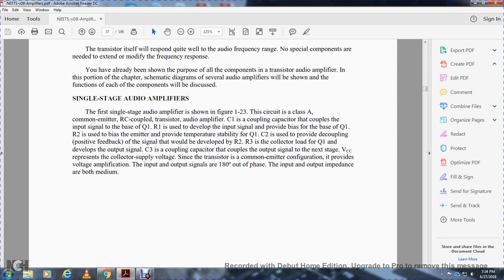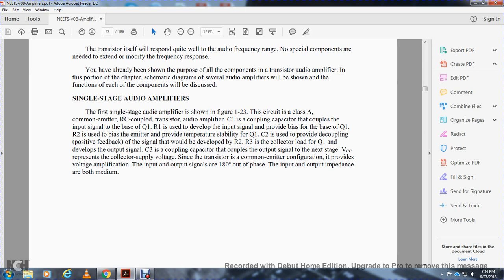Single-stage audio amplifier. The first single-stage audio amplifier is shown in Figure 123, the circle with the A, with the common emitter. The RC coupled transistor audio amplifier. C1 is the coupling capacitor. It couples the input signal to transistor 1. Resistor 1 is developed by the input signal and provides the bias for transistor 1. Resistor 2, in the emitter, provides temperature stability along with the capacitor on transistor 1. Capacitor 2 provides the decoupling, so the positive feedback signal will not be developed across resistor 2. Resistor 3 is the collector load for transistor 1 and develops the output signal, with capacitor 3 as the coupling circuit. The capacitor couples the output signal to the next stage. VC represents the collector supply voltage.